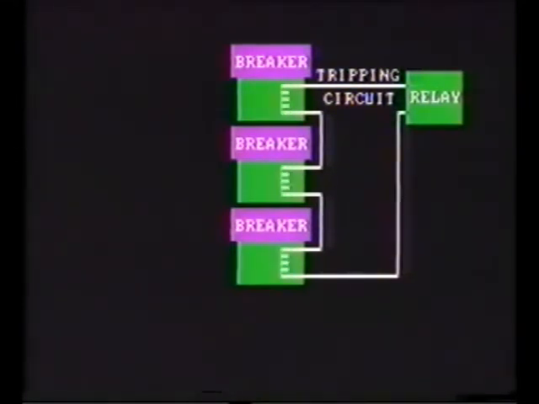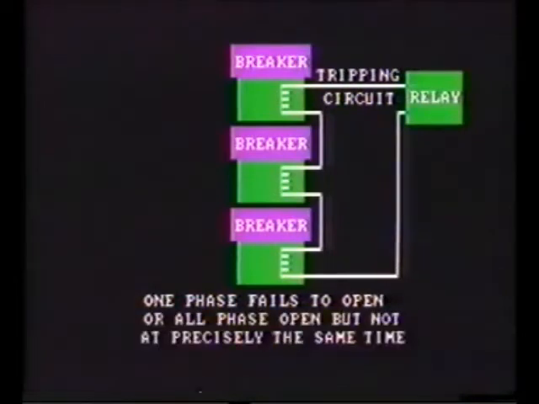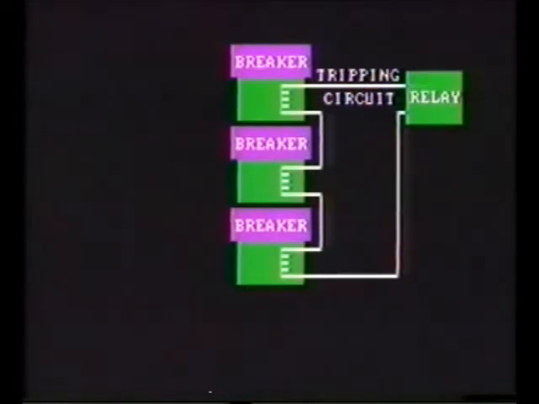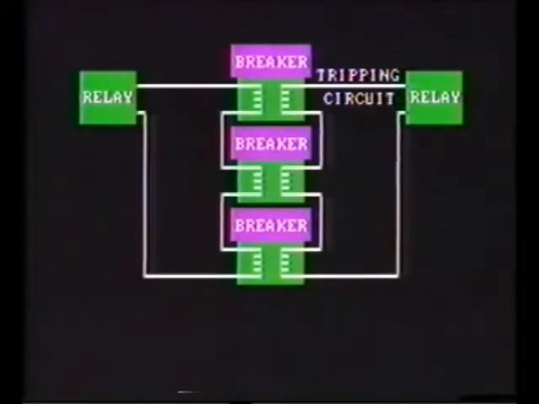Problems can and do occur if perhaps one phase fails to open, or conceivably all three phases open, but not at precisely the same time. This can give rise to severe transients on the system, as we shall see in later tapes. Additional redundant tripping circuits and relays are usually provided with high voltage breakers, that is 230 kilovolts and up.